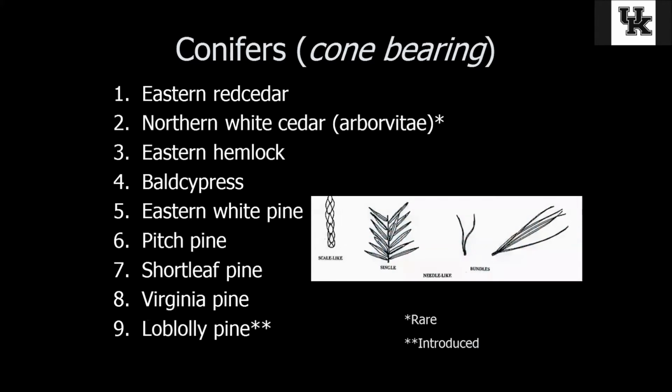Okay, so all our conifers are going to have different types of needles. Some of them have the scale-like overlapping scale type leaves. Some of them have this single leaf. And then most of them are going to have these needles that are in groups or bundles. So it looks like they're held together with a little woody stopper down there at the bottom.